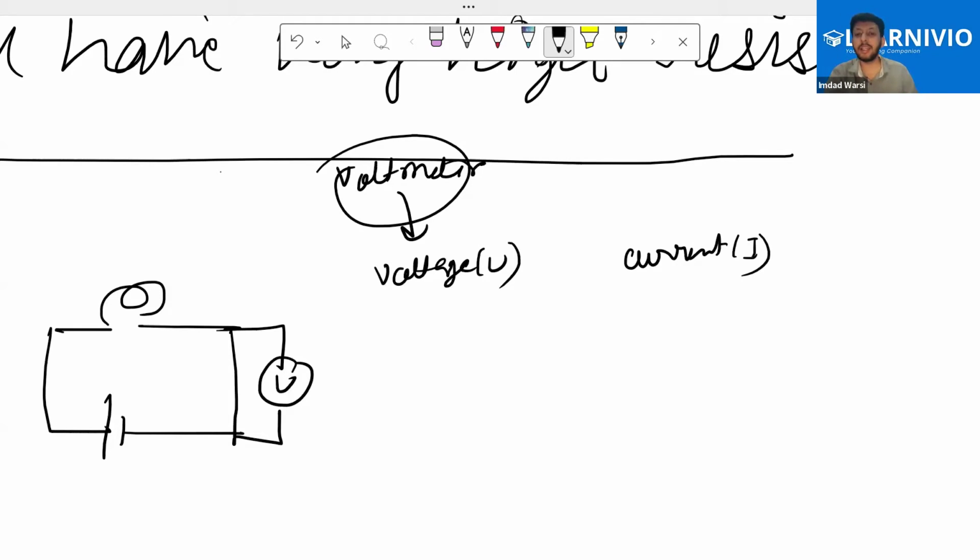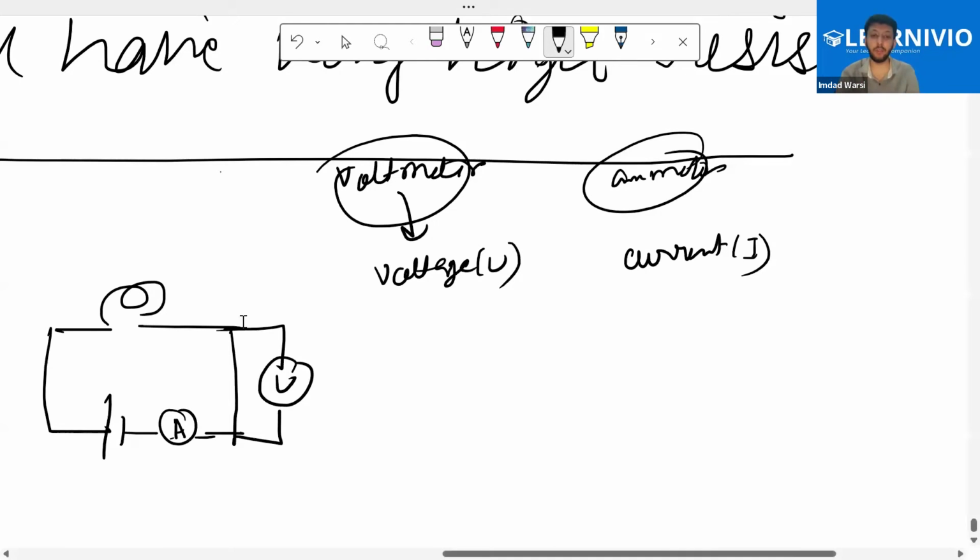For current, you will be measuring current with the instrument called an ammeter. And we'll see in the next lecture that this ammeter is connected in series. I'll explain on the next lecture why we connect this in parallel.